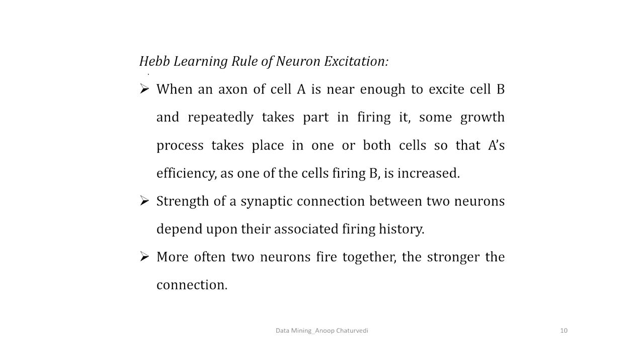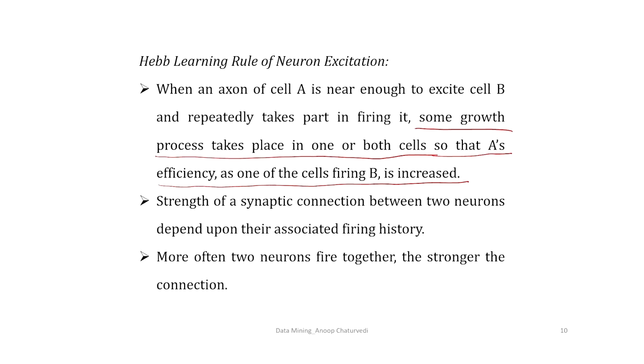Now, we consider a Hebb learning rule of neuron excitation. When an axon of cell A is near enough to excite cell B and repeatedly takes part in firing it, then some kind of growth process takes place in one or both cells, so that A's efficiency as one of the cells firing B is increased.